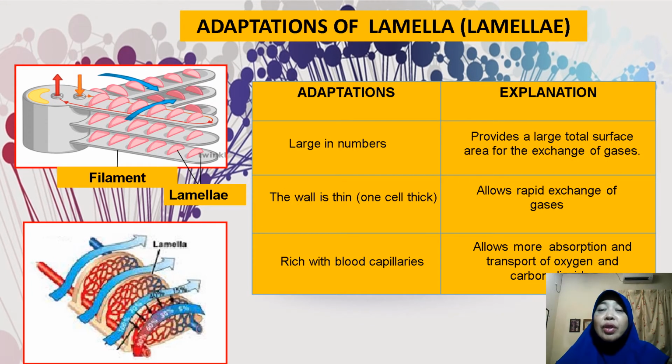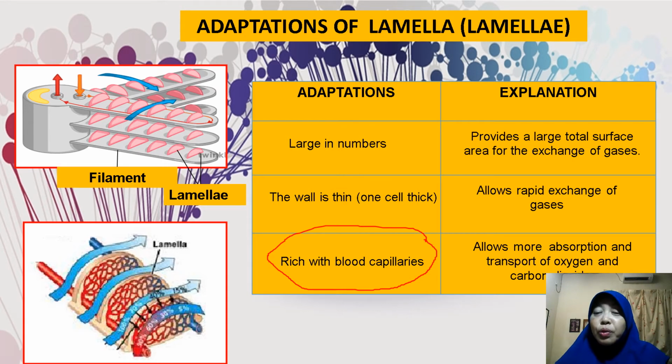From the table here, you can see the adaptations of a lamella are almost the same as the ones found in the tracheoles, except for the third one. Lamella is supplied with networks of blood capillaries. This is for the blood to transport the gases to the body tissues. The reason is that lamellae are unlike tracheoles. They are not in direct contact with the body tissues. That is why, as I said just now, the gases need to be transported by blood for the diffusion into the body tissues to occur.